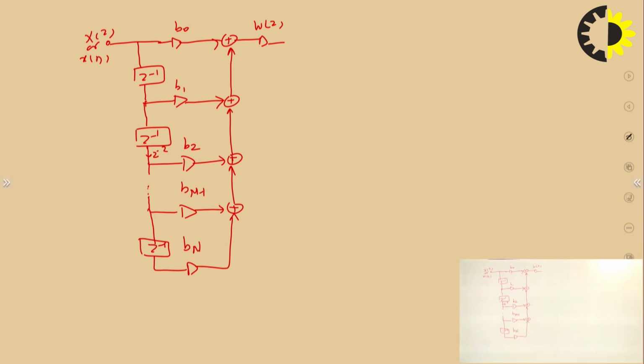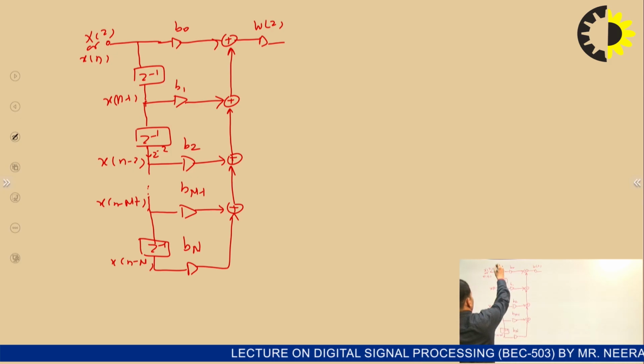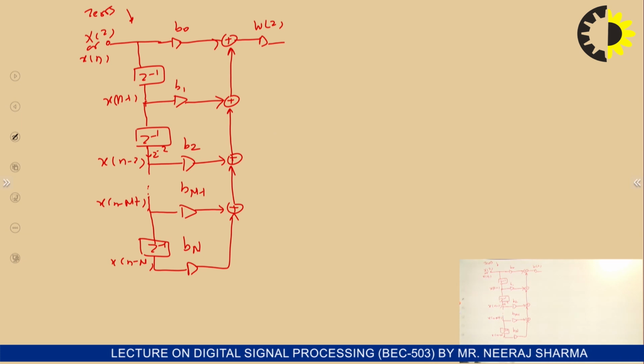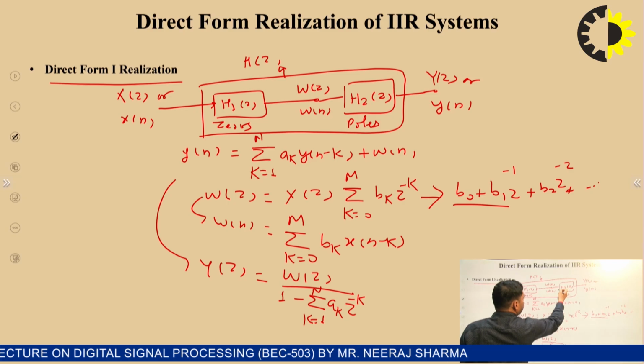So in this way, here this is x(n minus 1), x(n minus 2), x(n minus N plus 1) like this, and the last one here x(n minus capital N) we will get. So this part is respective to the zeros. After that, the next part we have to derive is the poles.